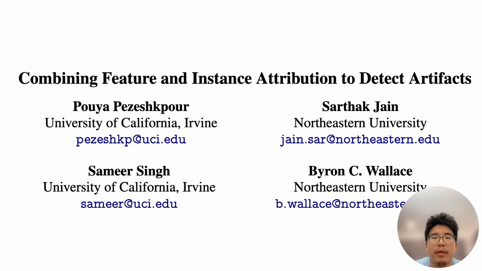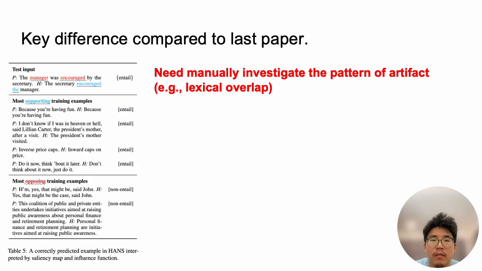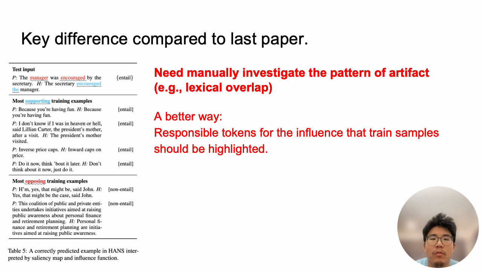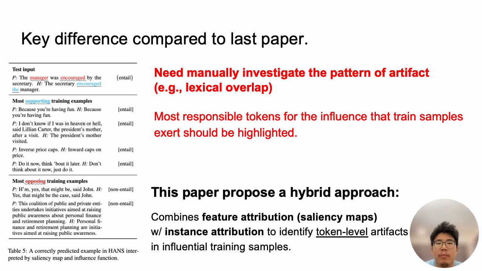Next, let's move to the second paper that made some improvements based on the first paper. In the last paper, there's an issue that it requires manually investigating the pattern of the artifact, for example the lexical overlap, from the training samples. To aid artifact detection, it may be preferable to automatically highlight the responsible tokens in the influential training samples. To solve this, the paper proposes a hybrid approach that combines feature attribution, for example the saliency map, with instance level attribution to identify the token level artifacts in the influential training samples, to reflect some patterns of the artifacts.